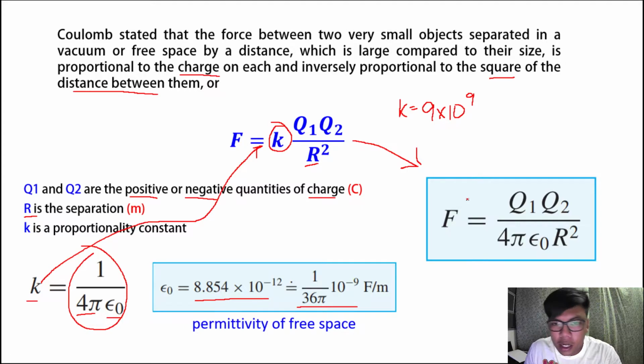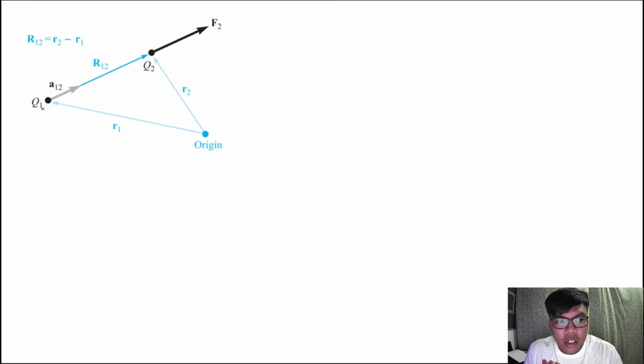So paano ba natin gagamitin to? Halimbawa meron tayong dalawang charge. Ayun yung dalawa nating charge. Sabihin natin sila ay parehas na positive charge. Dito sa example natin, we have Q1 and Q2. Sila daw ay parehas na positively charged. So, yung distance between them is R12.